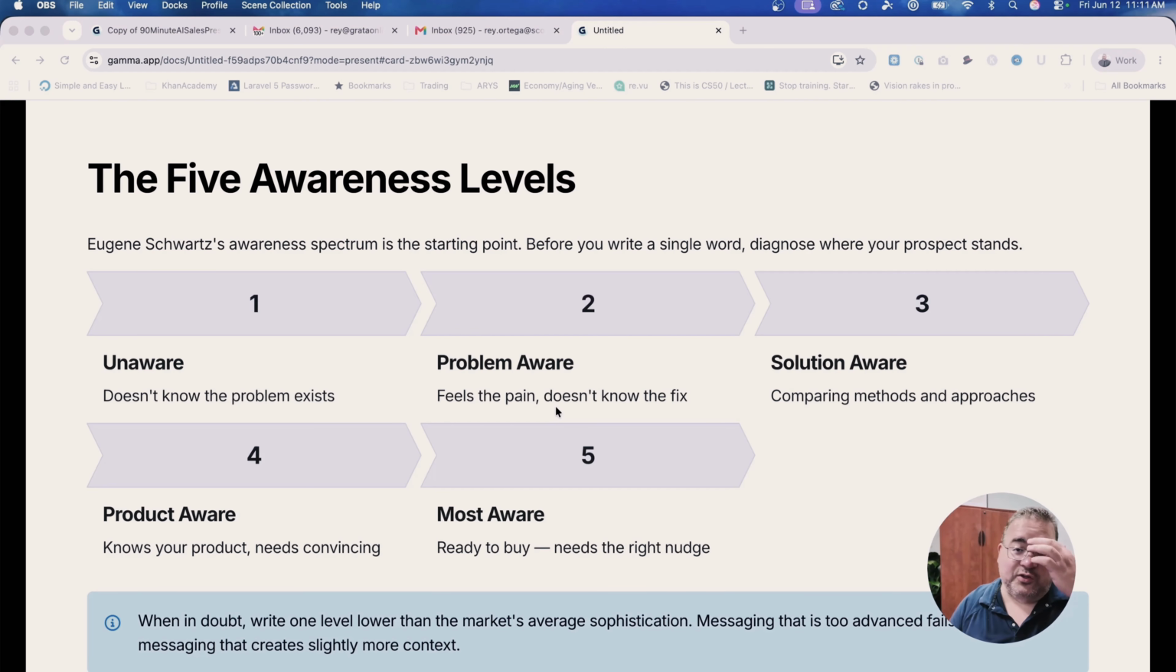And then there's solution aware people, where they know that there's a solution, but now they're trying to compare all the other solutions that are out there in order to be able to solve their problem. Then we have people that are product aware. They're very understanding of your product or your service that you're offering. And so those are people that are more adapt to be closer to the buying process.